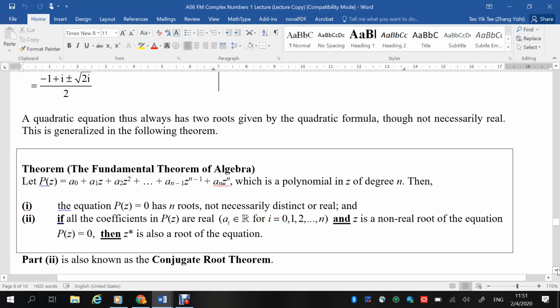Can? So we read part 2 now. If all the coefficients are real, and z is a non-real root of the equation, then z conjugate is also a root to the equation. That's what your conjugate root theorem says. Can?